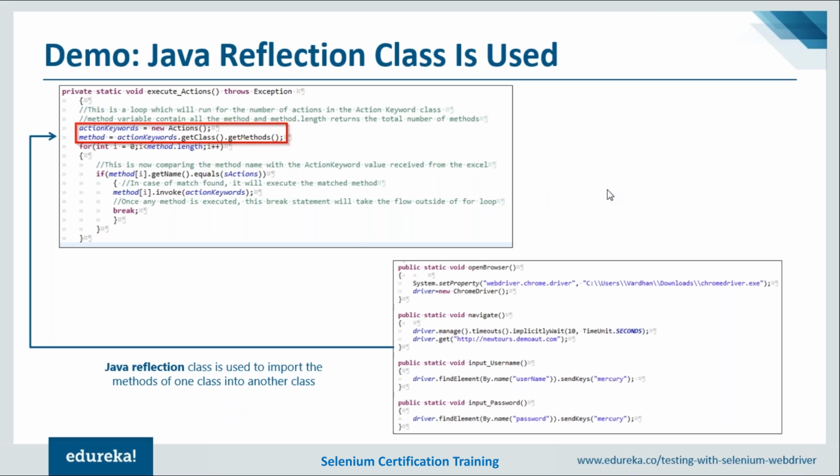So I have a class 1, which is my main class, and if I want to import the methods which are there in class 2 onto my class 1, then I can use the Java reflection class. All right. And these are the two lines of code which do it for me.